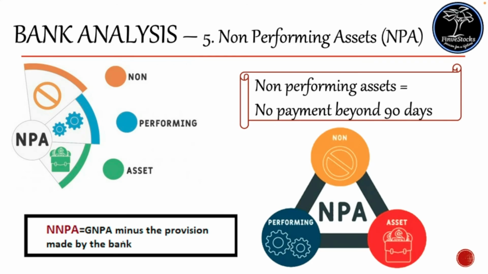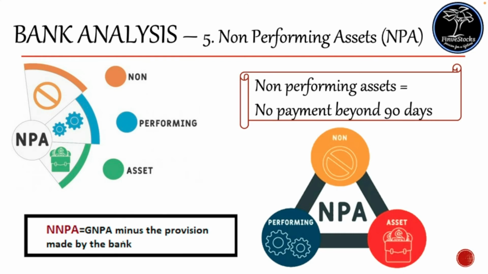The next one is non-performing assets, that is NPA. Whenever we discuss banks, we used to hear NPA. So NPA is one of the important parameters for banks. It is non-performing assets. Any payment which is defaulted beyond 90 days is termed as NPA. So whenever we discuss NPA, there are 2-3 terms associated with it.